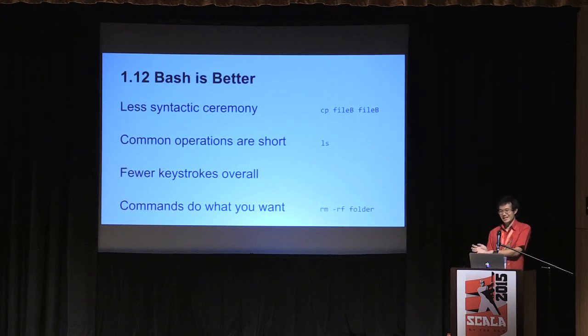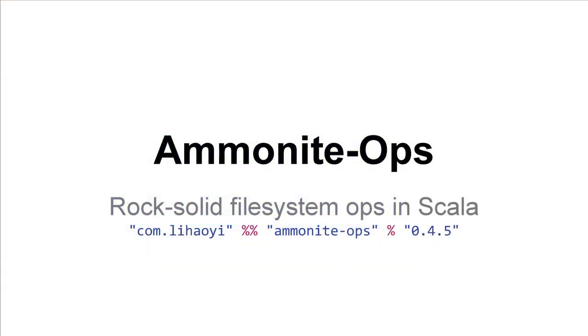Oops, but if there's something inside, I shall not kill it and not tell you. And I think the last two are pretty important. So Ammonite-Ops is a library that is meant to provide these features in Scala.